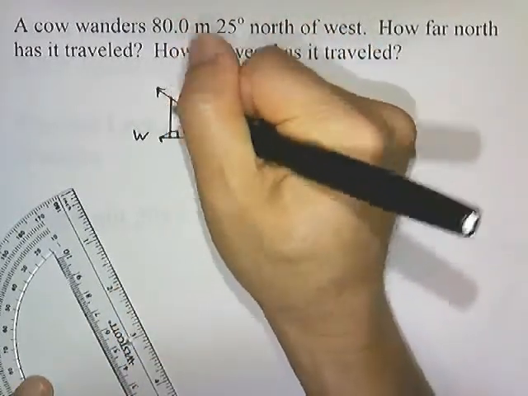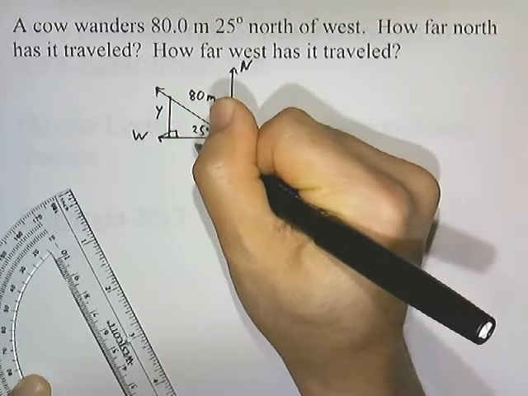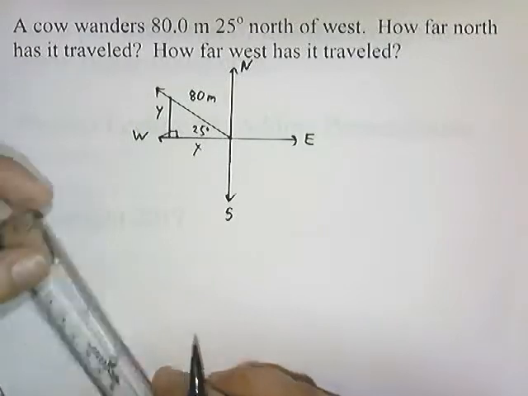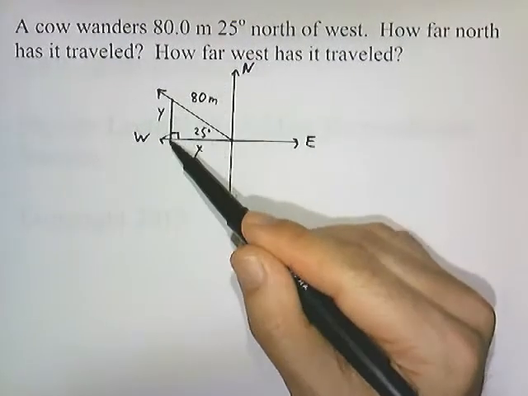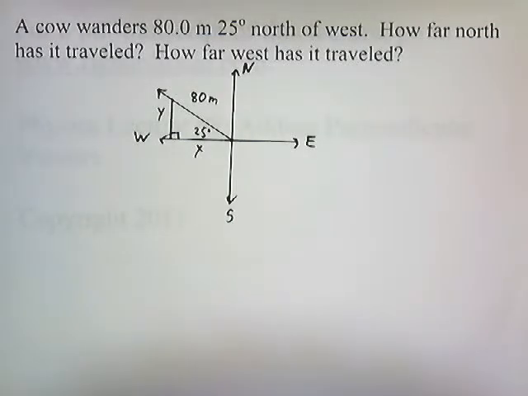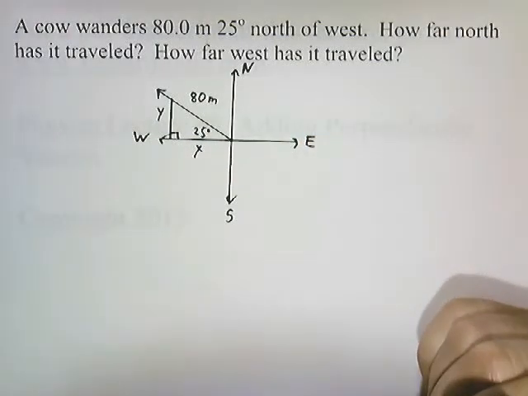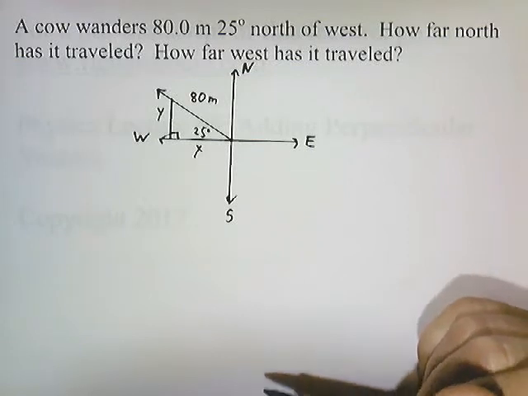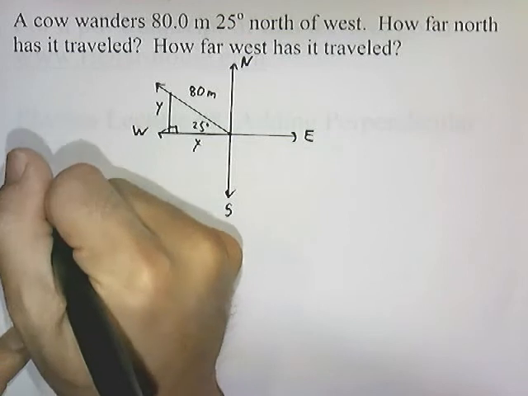And so I'm going to label this side, side y, and then this side of our right triangle, I'm going to label it side x. Now, side y of the right triangle tells us how far north the cow has traveled. And we can use the sine function to solve for y. Side x of the triangle tells us how far west the cow has traveled. And we can use the cosine function to solve for x. So I'm going to solve for y first. I'm going to use the sine function.